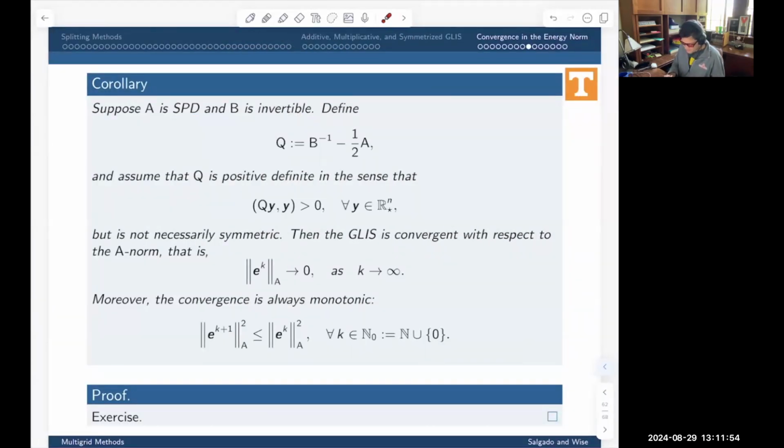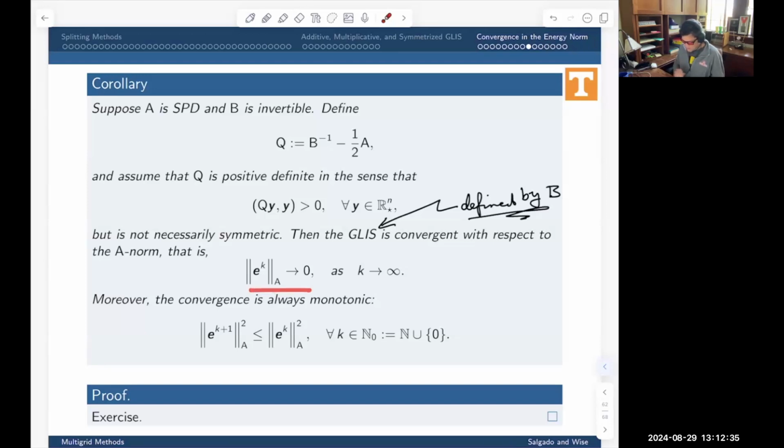And this time, let's suppose this is not necessarily symmetric, but it is positive definite in the sense that we just mentioned. Then the general linear iterative scheme with respect to is convergent with respect to the A norm. And of course, we mean the general linear iterative scheme defined by B, in case you need to be reminded of that.